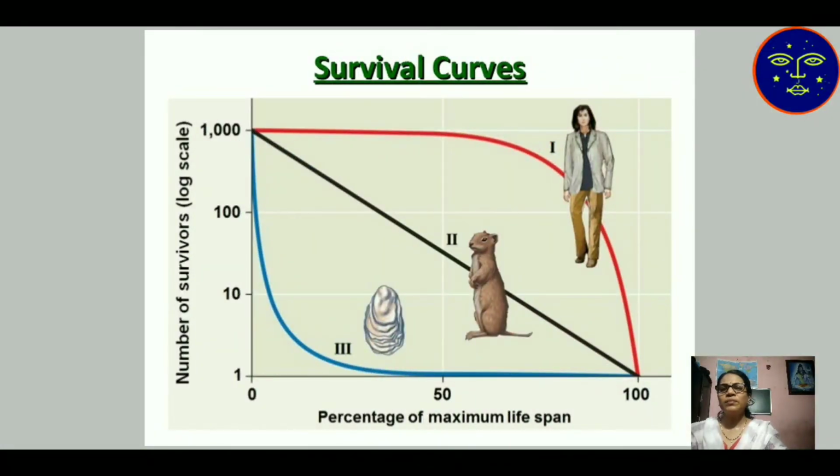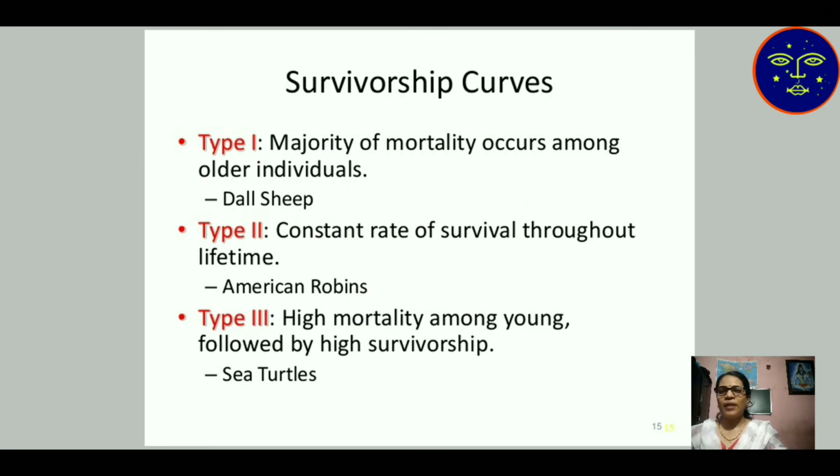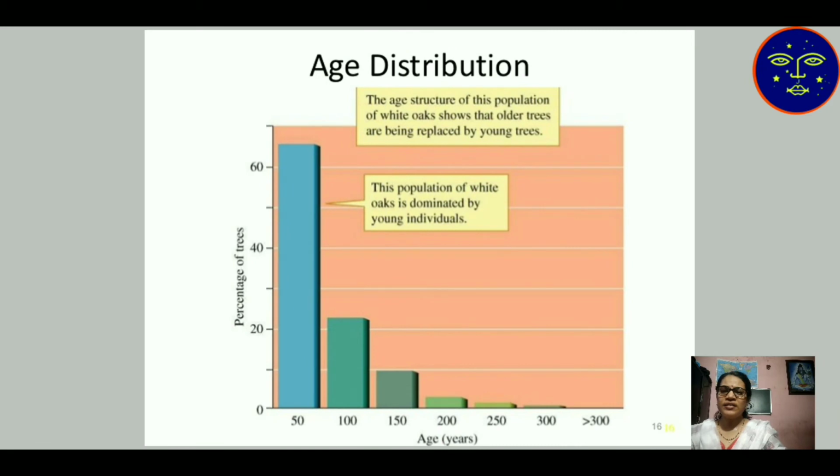Here is the survivorship curve, by percentage of maximum lifespan, and this is the steady state. In survivorship curve type 1, the majority of mortality occurs among older individuals, for example Dall sheep. A constant rate of survival throughout lifetime is seen in American robins. And type 3, high mortality among the young followed by high survivorship, is shown by the sea turtle, an example of a survivorship curve. Then the age distribution graph.